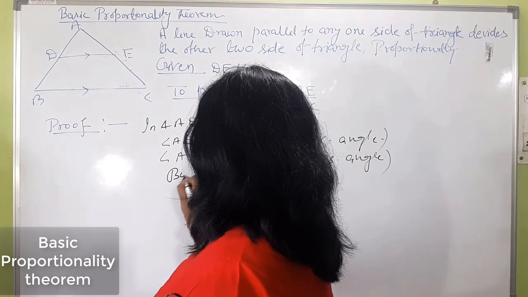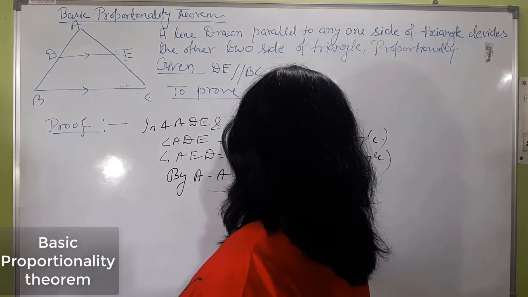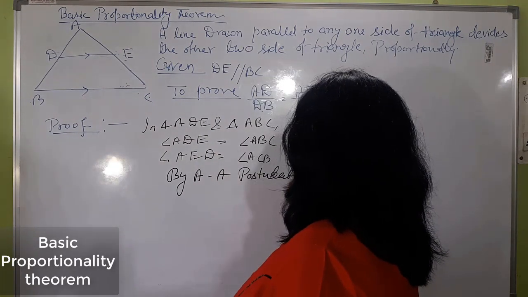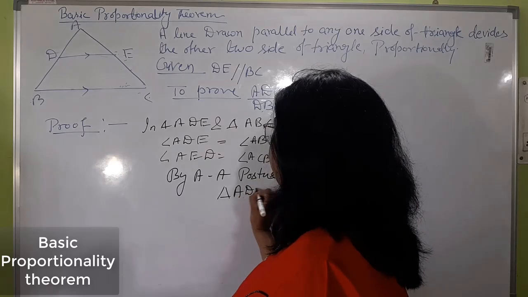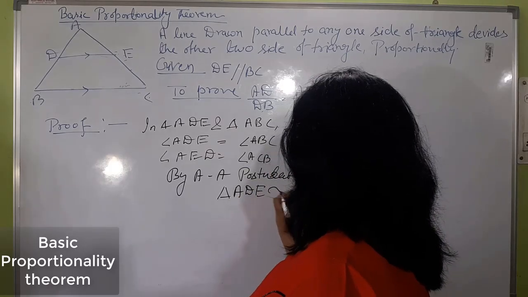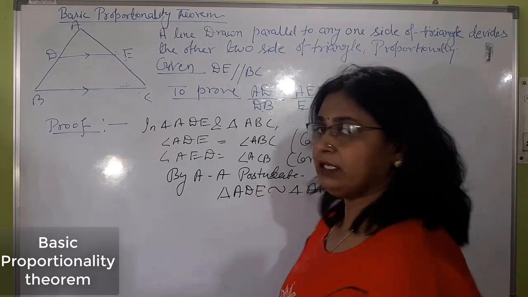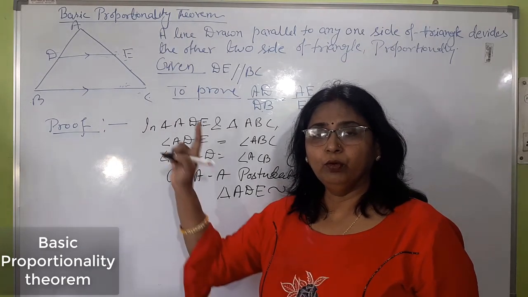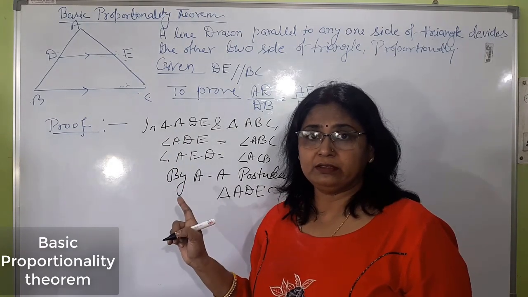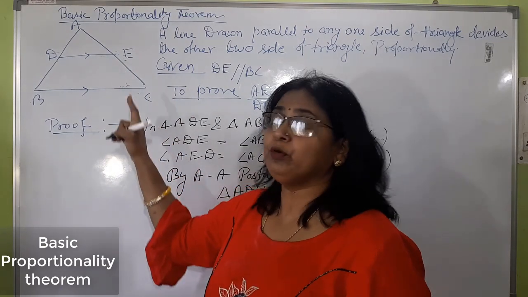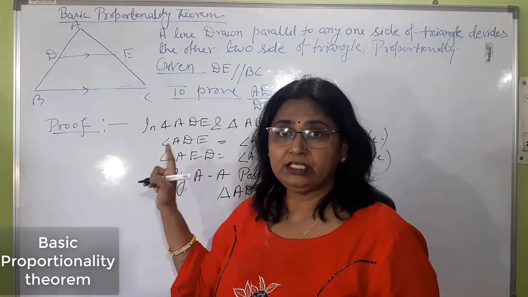So by the AA postulate, triangle ADE is similar to triangle ABC. Understood? Both triangles are similar. Now by the similarity postulate, their sides are proportional to each other.